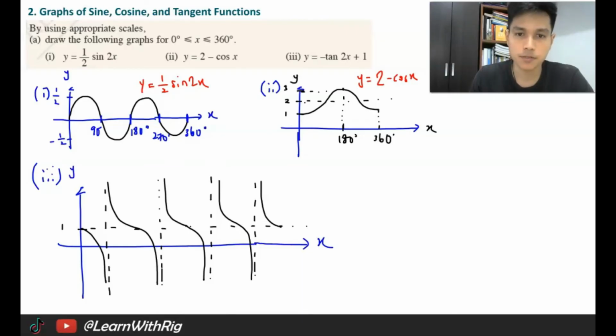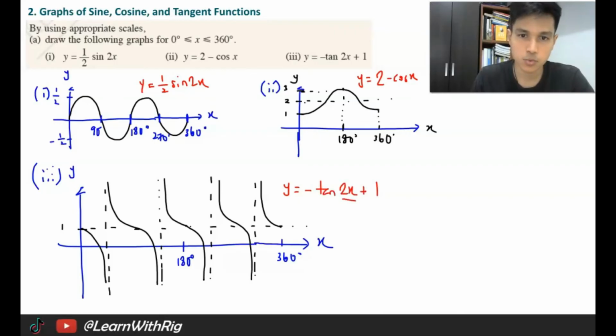Now we can label. So here would be 360. So halfway is where? Halfway is here, 180. Okay, so halfway here you have to be 180, and then you want to label your 90 degree, 270 is up to you. Okay, but I'll just leave it like this. So here will be your y, here will be your x, and then the graph, please label. The graph would be y equals negative tangent 2x plus 1.